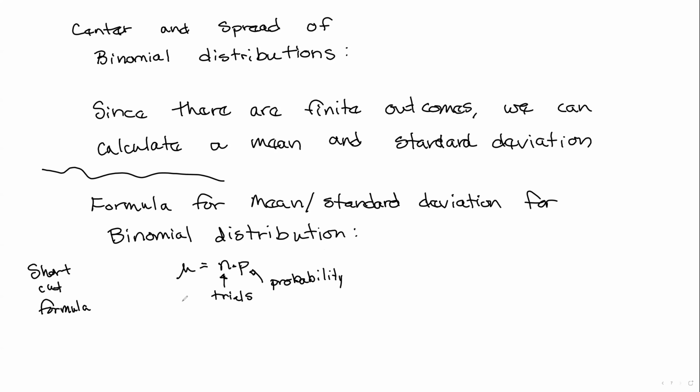All right, and then the standard deviation. So this is for the mean, and then there is a cool shortcut formula for the standard deviation as well. That is equal to the square root of n, which is the number of trials, times p, which is the probability, times 1 minus p. So 1 minus the probability.